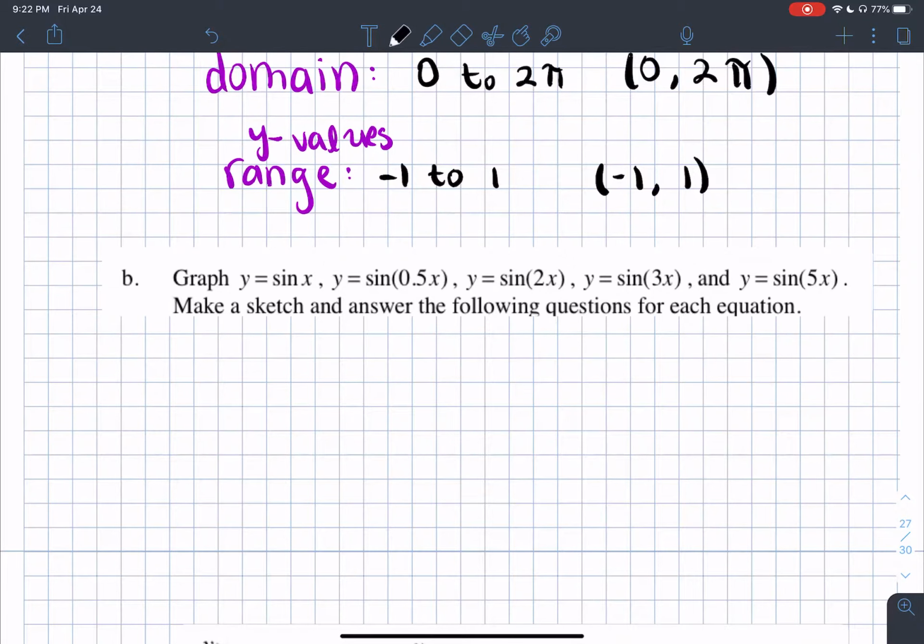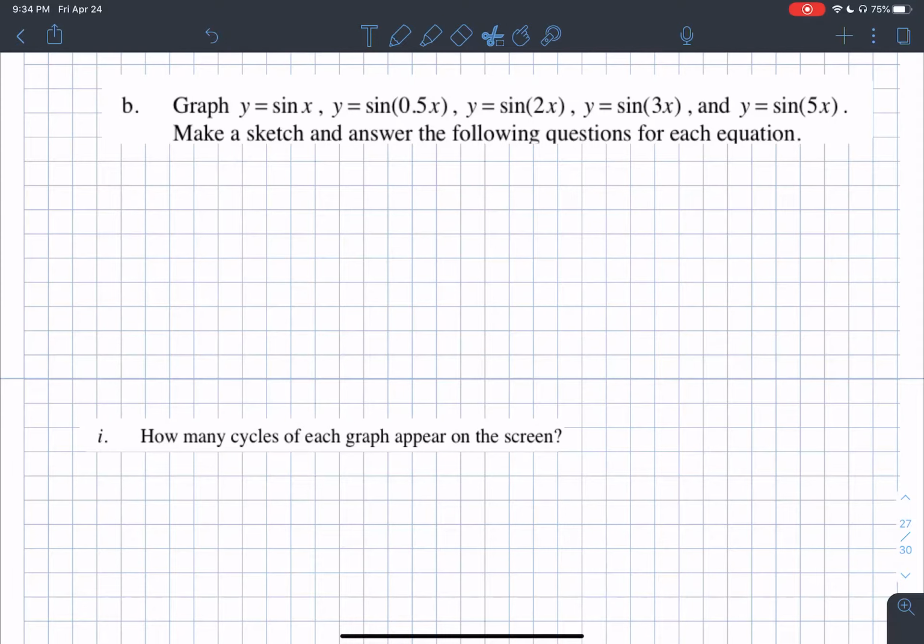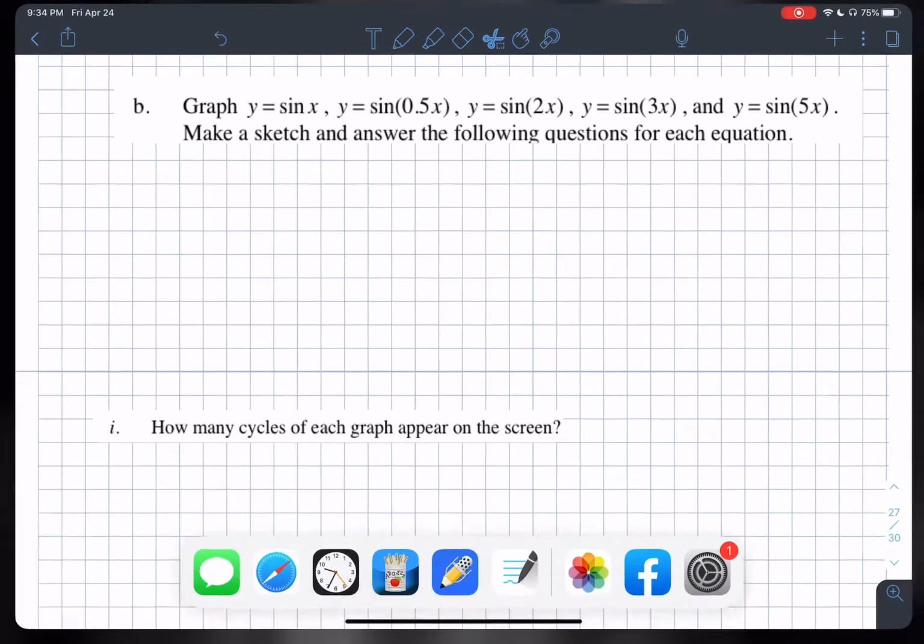Go ahead and read part B and think about what it's asking you to do. Pause the video to read part B now. Now that you've read part B, let's look at what it's asking us to do. It wants us to graph y equals sine of x, y equals sine of 0.5x, y equals sine of 2x, y equals sine of 3x, and y equals sine of 5x. Sketch those and answer the question.